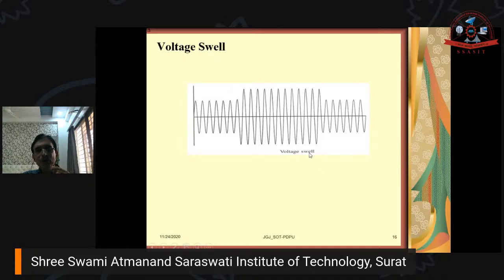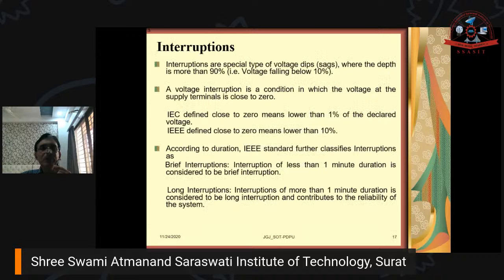If the voltage is beyond 110% of the normal working voltage, then it is called voltage swell. Voltage swell is the rise in voltage beyond 110%, followed by recovery after a short period of time, from half a cycle to less than 1 minute. As per the Indian standards, the voltages at different buses of the power system should be plus or minus 5% of the rated voltage. Now, coming to the next issue or problem: interruptions.